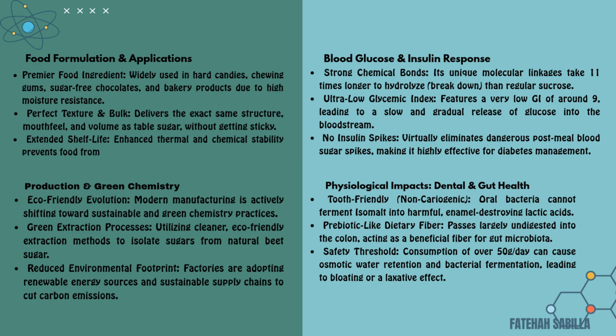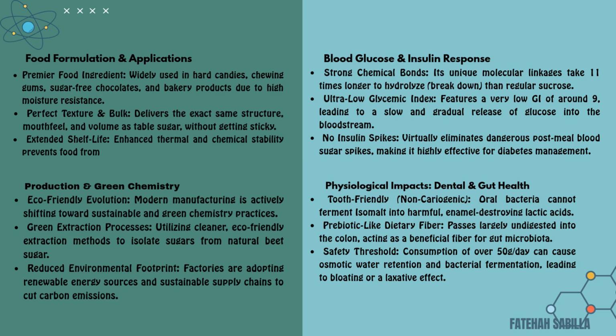But as a chemistry student, the coolest part is how it reacts physiologically. Remember those strong chemical bonds we just looked at in the structure slide? Because of those unique bonds, our body takes about 11 times longer to break down isomalt compared to table sugar. That's why its glycemic index is super low, around 9, meaning it completely eliminates those dangerous blood sugar and insulin spikes. It's a total game changer for managing diabetes.